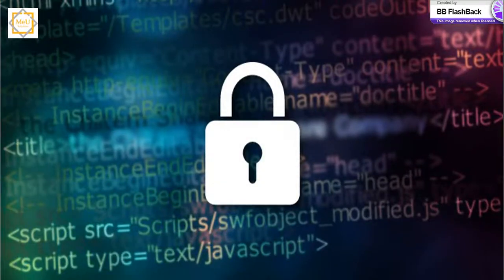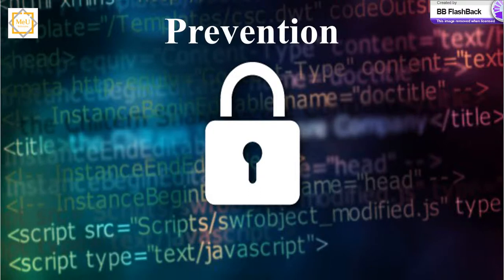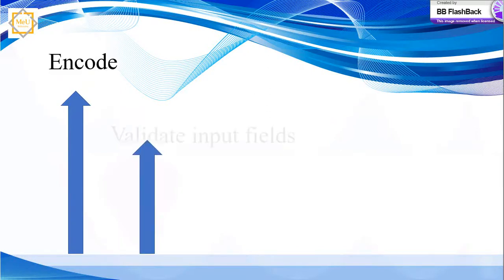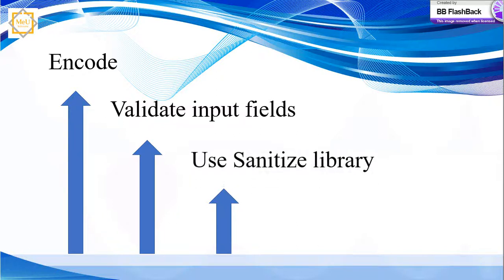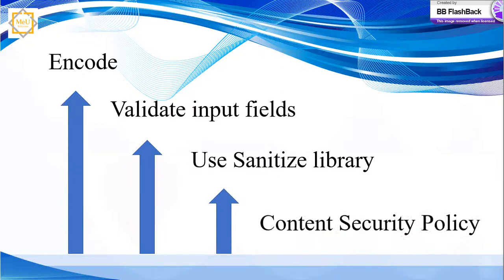Now, how do we protect our website from cross-site scripting attacks? First, encode everything the user inputs. You must encode everything the user inputs. And moreover, we must validate the input value to make sure that there are no input types like code blocks or scripts that could be activated. You can use a library to remove unspecified characters from input fields. And finally, use content security policies.